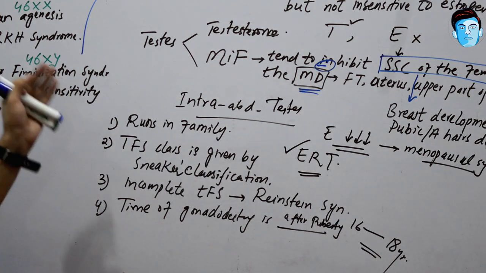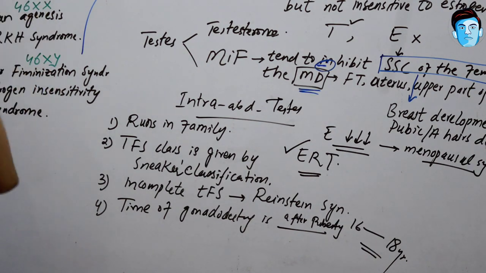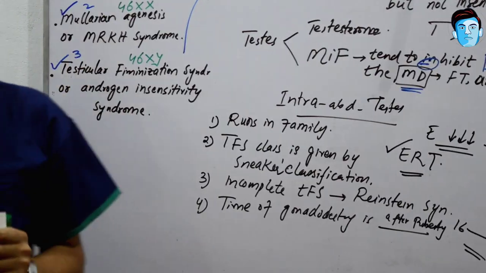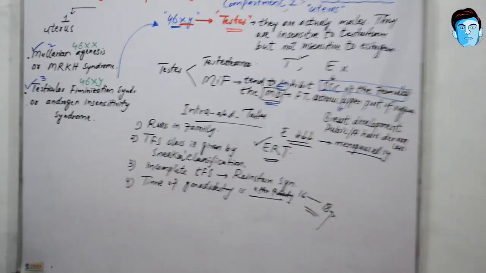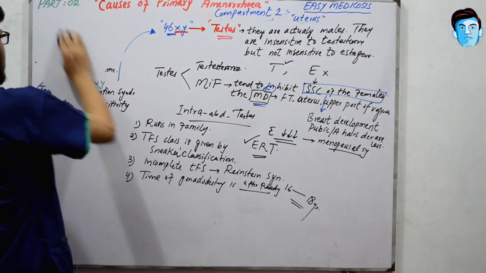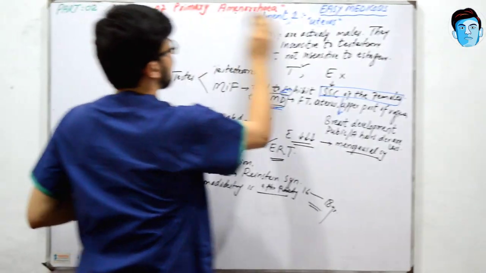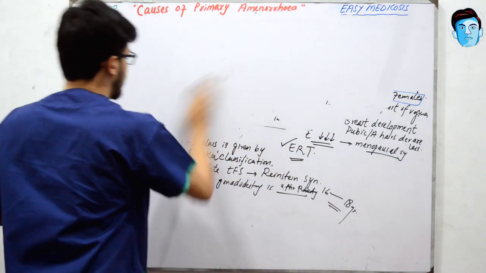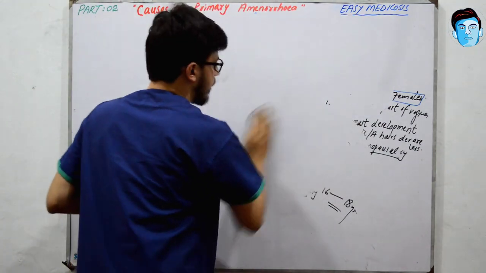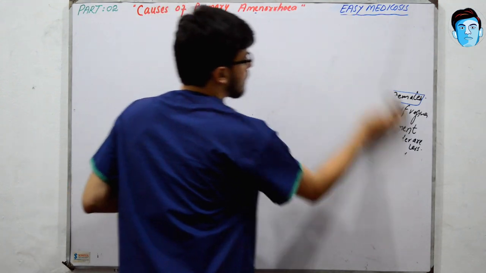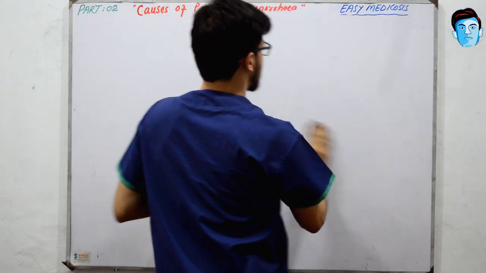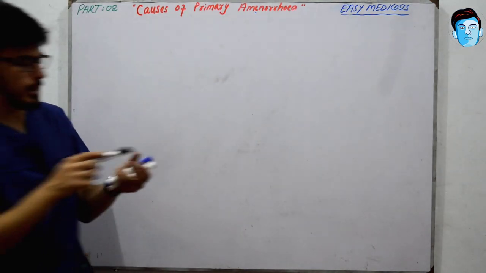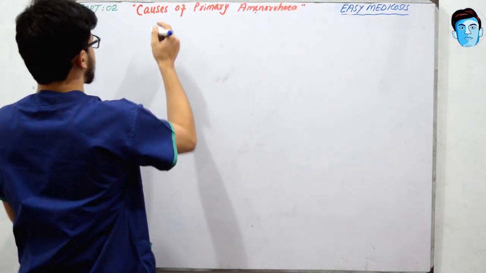So student, that's all about the first compartment of primary amenorrhea, which relates to the uterus. Now we will move to the second compartment of primary amenorrhea. The second compartment consists of the ovary. And in the ovary, the most common cause of primary amenorrhea is Turner syndrome. Now let's discuss compartment 2.